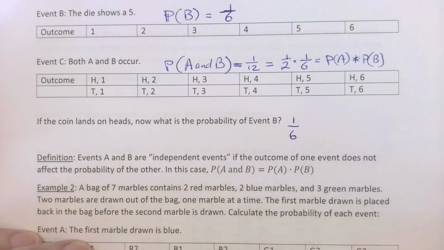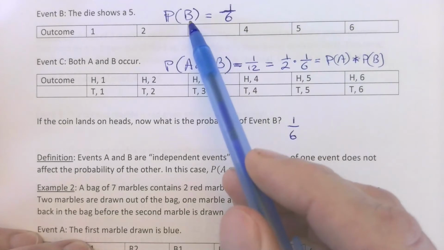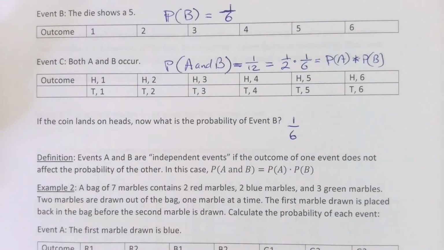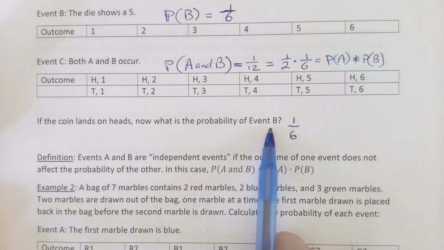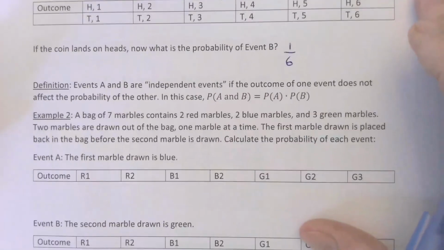And what you should notice is that's just the probability of B, where we didn't know how the coin toss turned out. Well, that's what you would expect. Conditional probability shouldn't turn out any different than just the probability of B when A and B are independent events. I should say the coin toss and rolling the die are independent events.